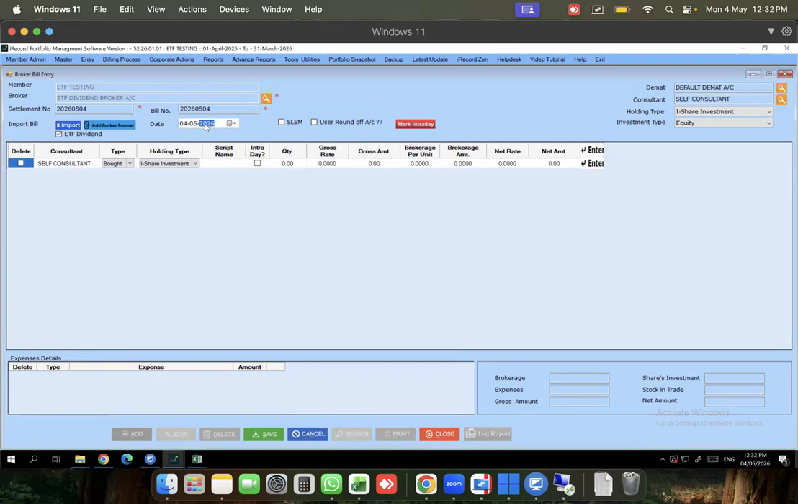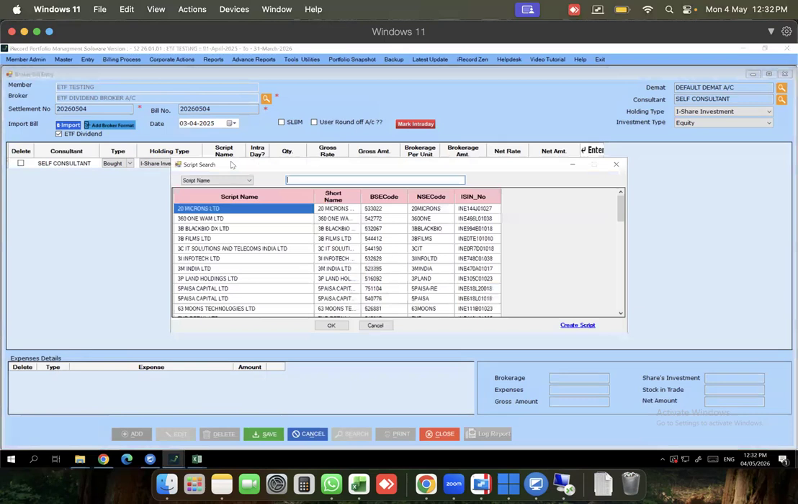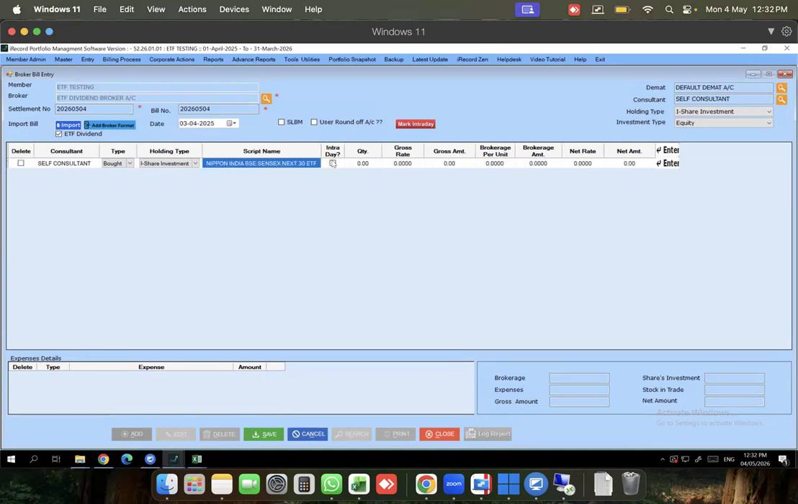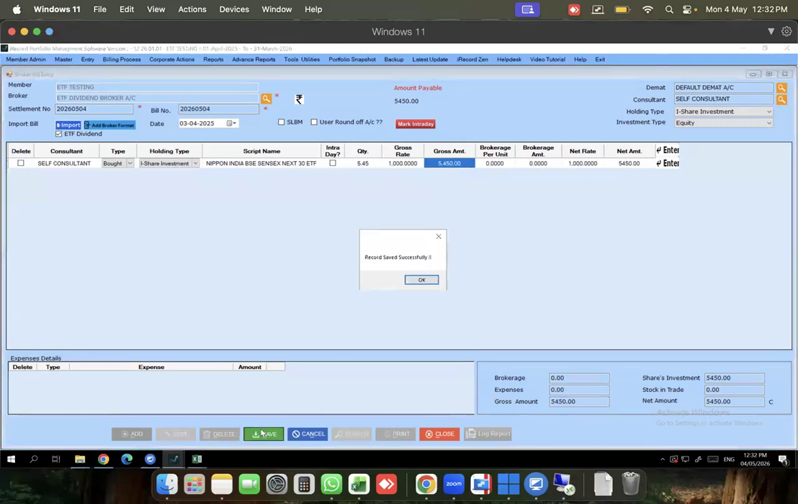So quickly, I'll just make it 3rd April 2025 as the record date for the dividend. And from here, we'll select the same ETF that got credited to us. In quantity, I'll enter 5.45 as the decimal additional units at the rate of 1000, the market rate. My total investment for the dividend, if I value it at the market rate, is 5,450. I'll quickly go ahead and click on Save.